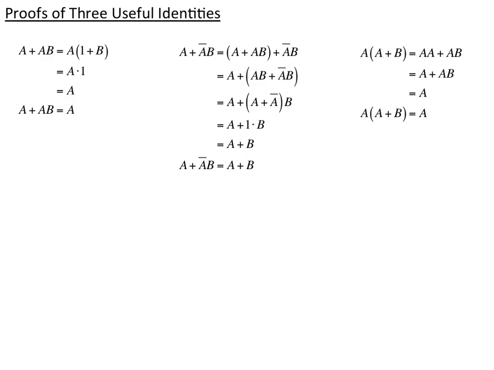Finally, I want to prove that A ORed with B, ANDed with A or B gives A. So here I just multiply it out: AA or AB. A and A is just A, and A or AB is also A, and so then I've proved that identity.